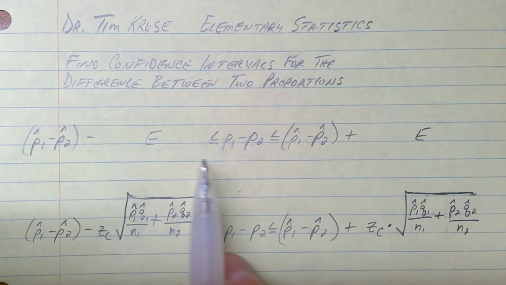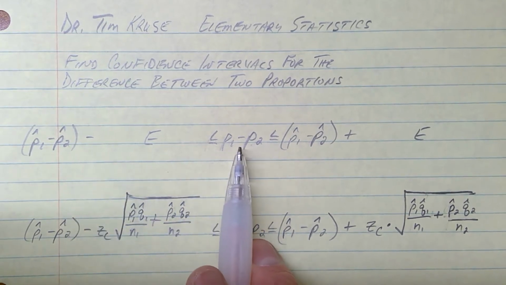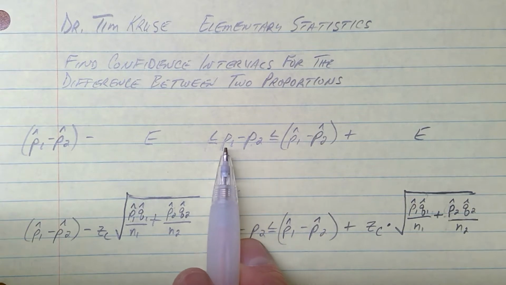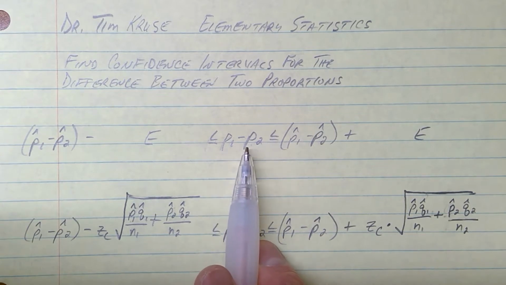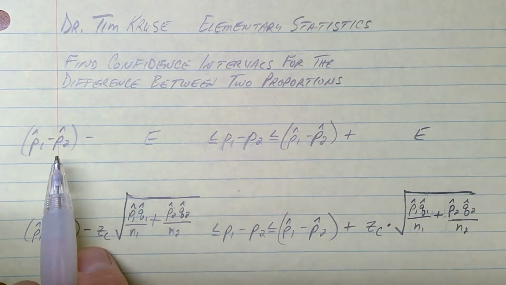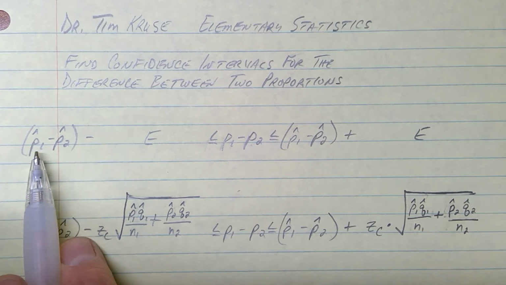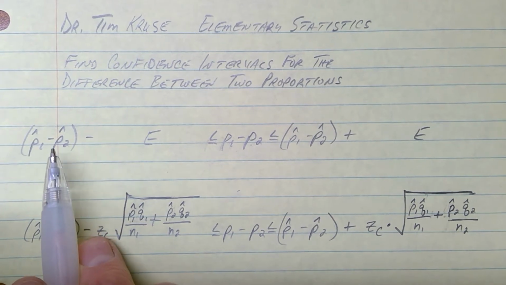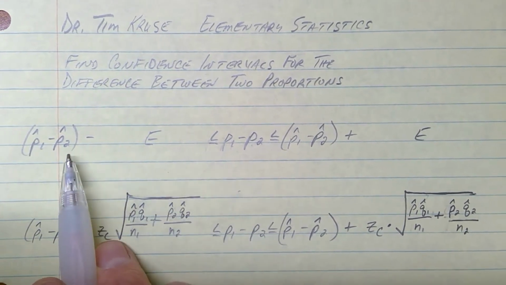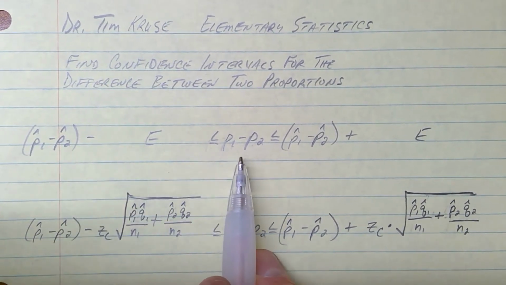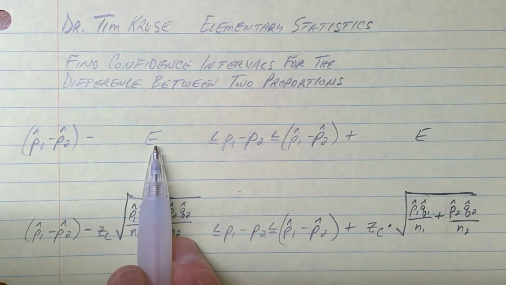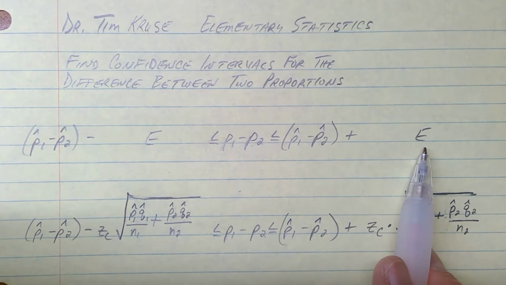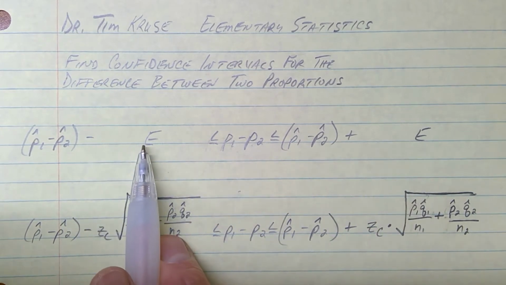We don't know. We'll never know what these numbers are. It's too hard to measure. We can't measure all the people in the world for these groups, so we make our best guess. We grab a couple of samples, we see how different they are, and we say, we think this number right here is what the true proportion difference is, give or take a little bit of error. So we add a little bit of error here and subtract a little bit of error here.